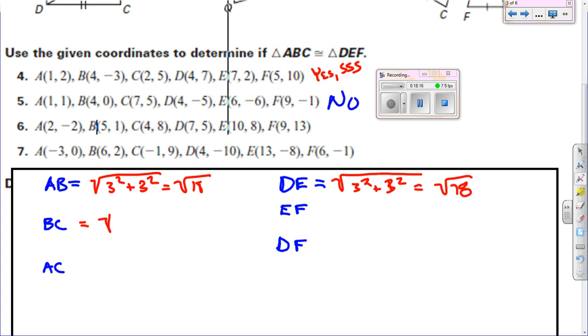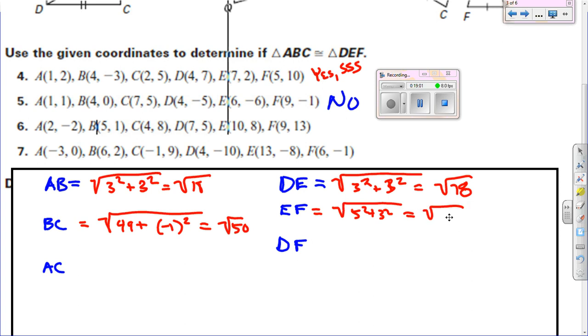BC is 8 minus 1 squared, which gives me 49, plus 4 minus 5, which is negative 1 squared, square root of 50. EF is negative 1 minus negative 6, which is 5 squared, and then 9 minus 6, which is 3 squared. 5 squared is 25, 3 squared is 9. So you get the square root of 34. So that would be no. 50 is not equal to 34.